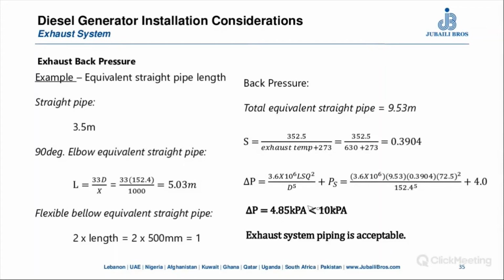And in case this is greater than 10 kilopascal, then we can make some adjustments here, like lessening the pipe route. Instead of 3.5, we can go lower. And instead of 152.4 mm diameter of exhaust pipe, we can increase this. So we can make necessary adjustments to ensure that the exhaust back pressure is within the limit allowed on the engine, mentioned in the engine datasheet.